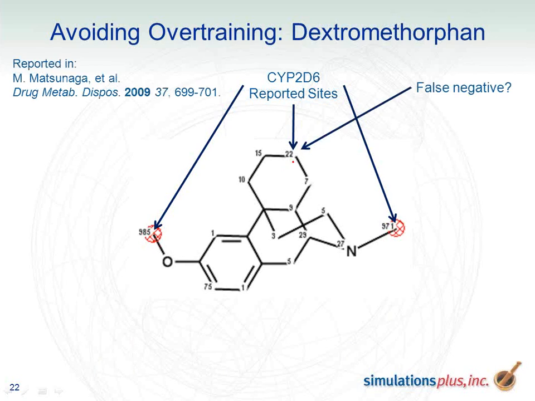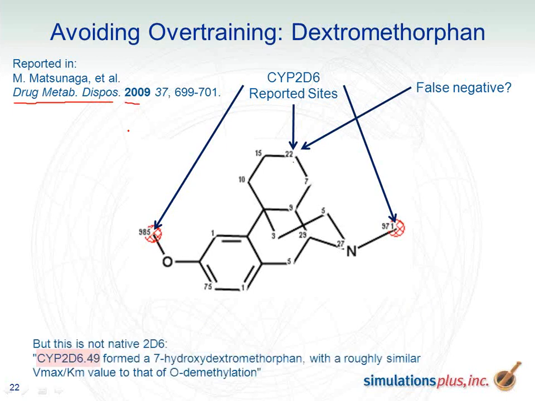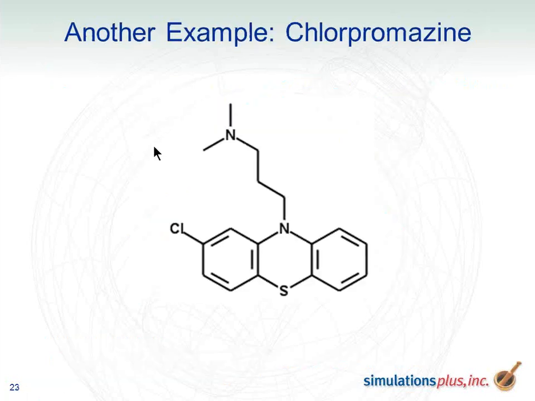If you go back and look at the literature for this particular compound, it was published in Drug Metabolism and Disposition in 2009. And if you look more specifically at the publication, they were not looking at native cytochrome P450. They were looking at a mutant form called CYP2D6.49 that is forming this. So in fact, native 2D6 would not produce this product. So in fact, this is a true negative.